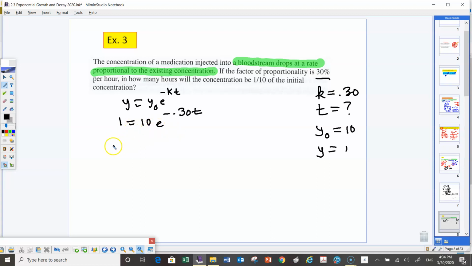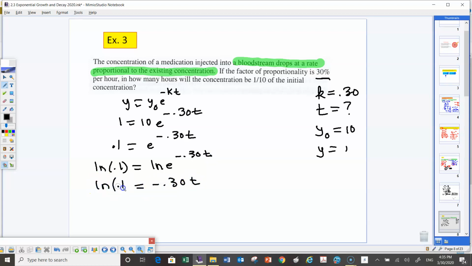So you can get 1 divided by 10, which is 0.1, is equal to e to negative 0.30 t. Again, I take the log of 0.1 is equal to ln of e to the negative 0.30 t. And again, that exponent comes out front. And now I divide both sides by negative 0.30. Now some of you might be saying, well, on the left I have a positive number divided by a negative, and time has to be positive.